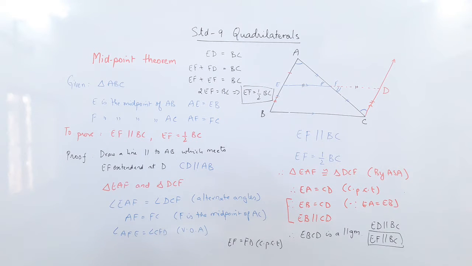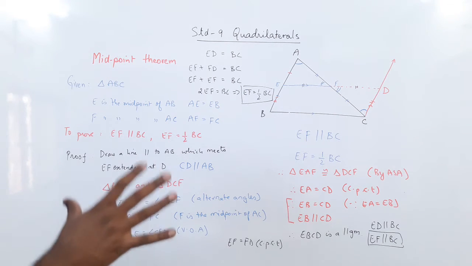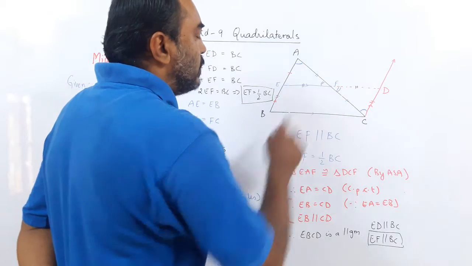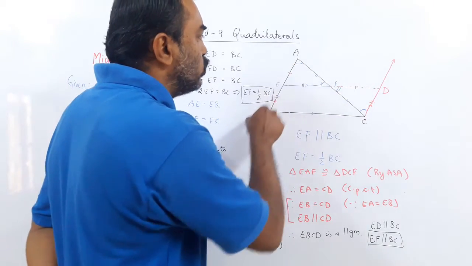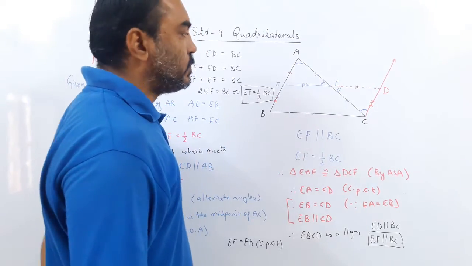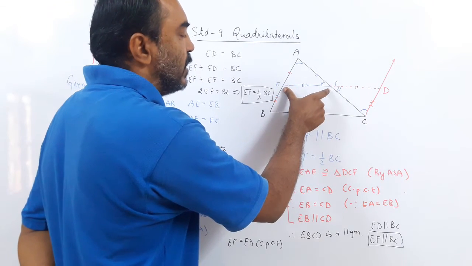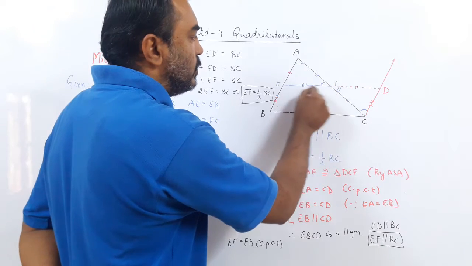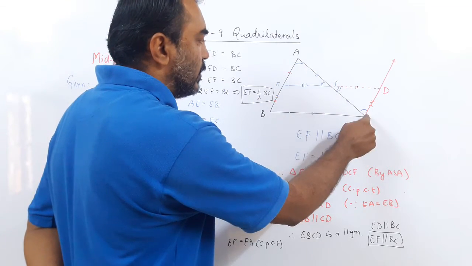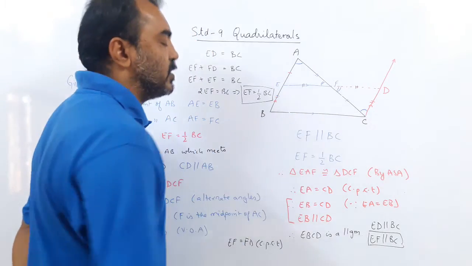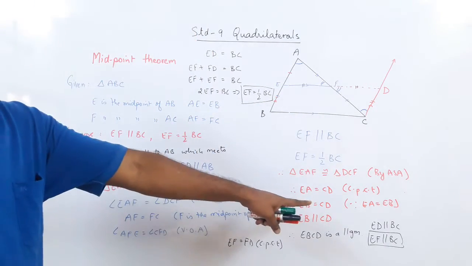So again, let us repeat the theorem and understand the theorem first. The proof later on, understand the theorem carefully. The line segment joining two sides of a triangle. See, look at EF. So when I say line segment, I mean EF. The line segment joining two sides of a triangle is parallel to the third side and half of the third side. So I showed you in the diagram below also.